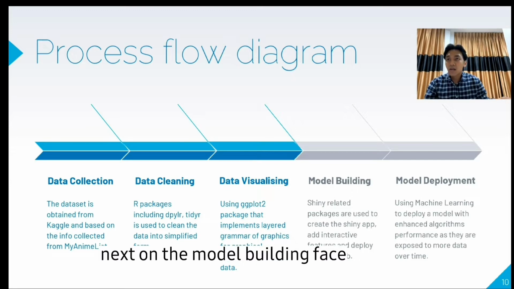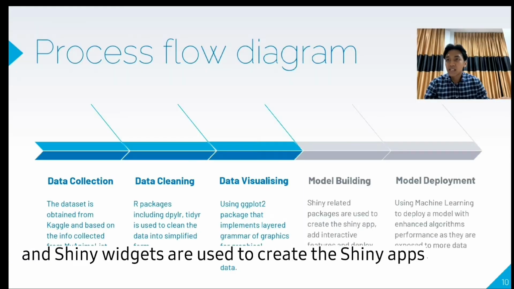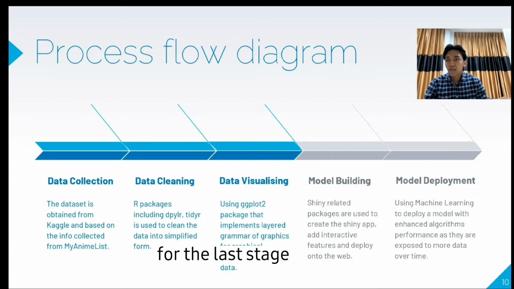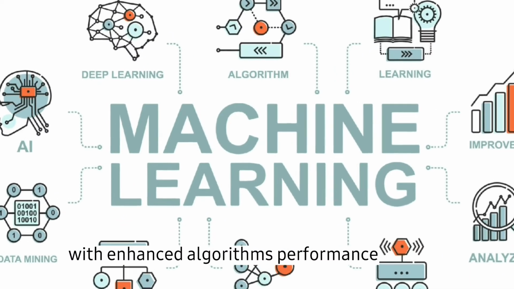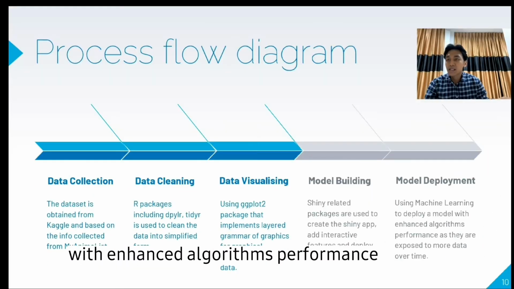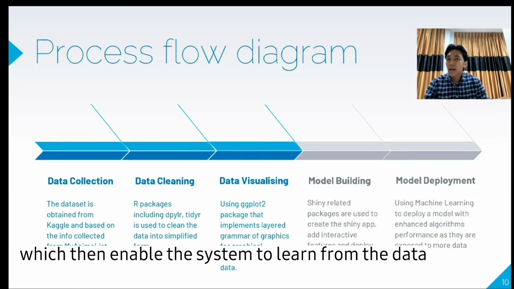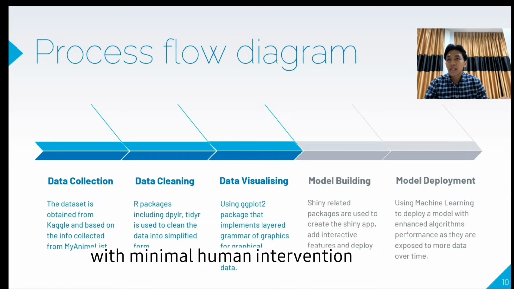that will help in translating information into a visual context for graphical representation of the data. Next, in the model building phase, Shiny related packages such as Shiny, Shiny Dashboard, and Shiny Widgets are used to create the Shiny apps, add interactive features, and deploy onto the web. And for the last stage, they are using machine learning to deploy a model with enhanced algorithm performance as they are exposed to more data over time, which then enables the system to learn from the data, identify patterns, and make decisions with minimal human intervention.